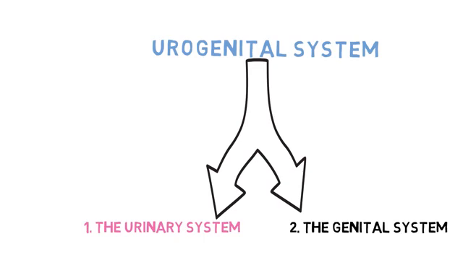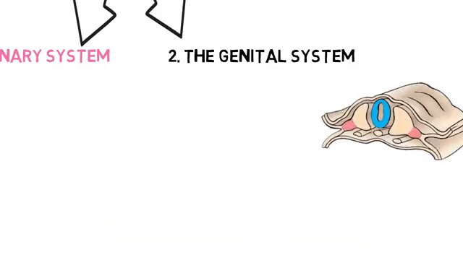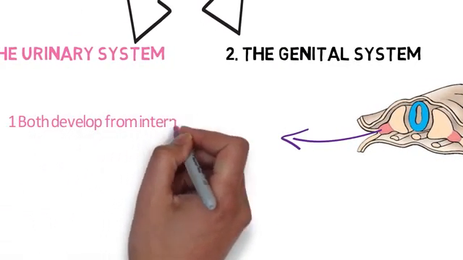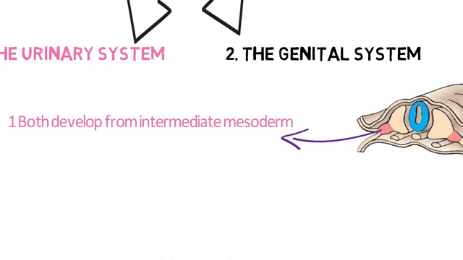The development of the urogenital system consists of the urinary system and the genital system. The development of these two systems is usually described together. There are two reasons. Reason number one is that both systems develop from a common source. This common source is the intermediate mesoderm.